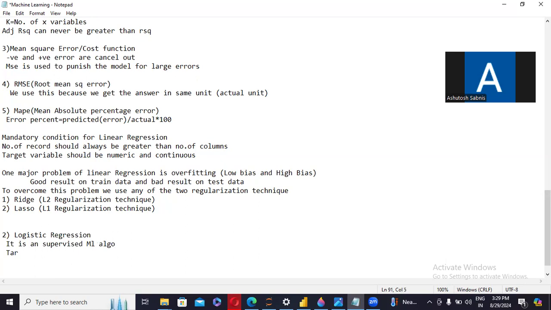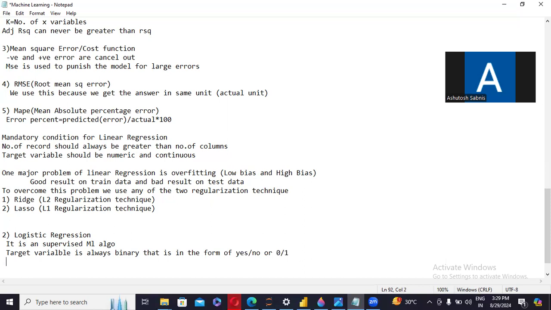The target variable is always binary, that is in the form of yes, no, or 0 or 1.